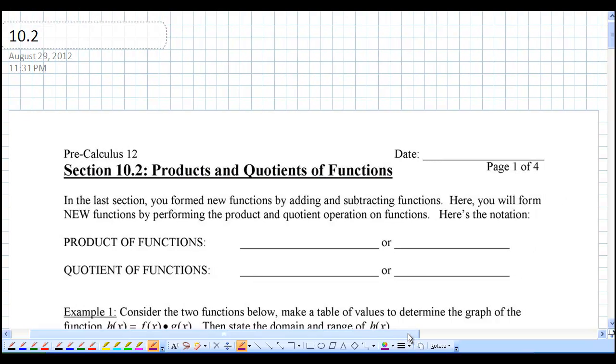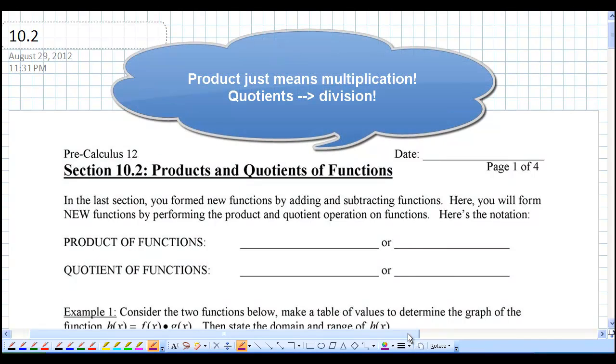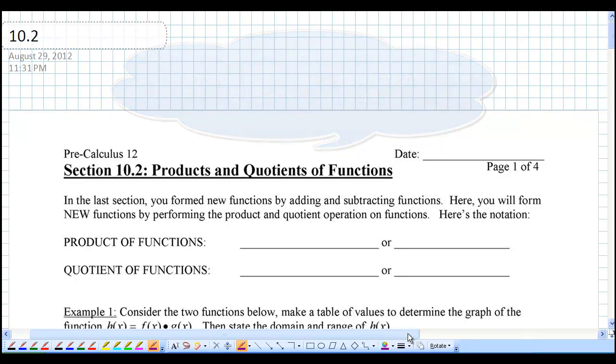Alright, it's section 10.2. Last day we looked at the sum and difference. Guess what? Today we look at the products and quotients of functions. So, we're going to use the actual same two graphs from last time, but this time we're going to form new functions based on the product and the quotient.